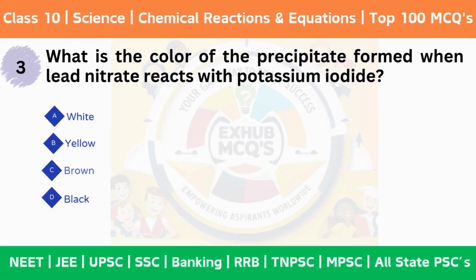MCQ 3. What is the color of the precipitate formed when lead nitrate reacts with potassium iodide? Option A, white. Option B, yellow. Option C, brown. Option D, black.